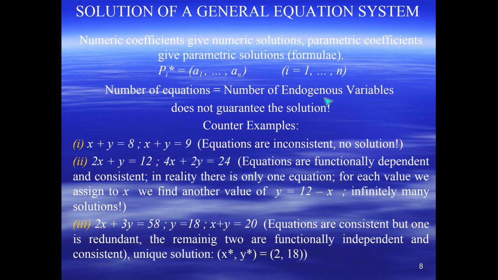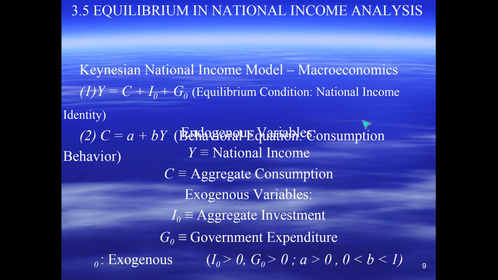In fact, the rule is that we should have in hand in the model as many independent and consistent equations, independent and consistent, note these two adjectives, as the number of endogenous variables to be solved. Otherwise, the model has either no solution if it is inconsistent, and if it is consistent but dependent, then it will have infinitely many solutions. We will see them now.